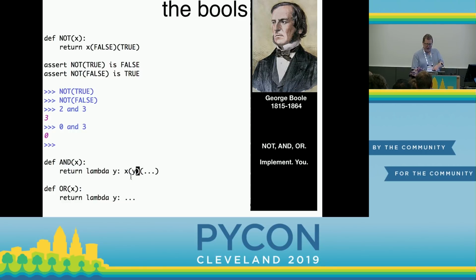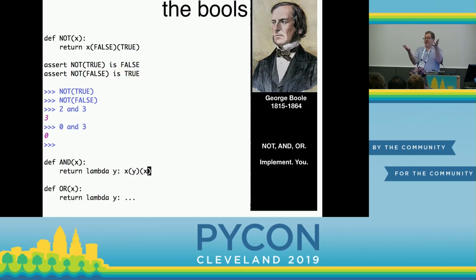Like if x is true, the behavior of true is you pick the first thing, right? True picks the first thing. So if it's true, the result of and is solely determined by what y is. Whatever y is, that is the result. If y is true, then it's true. If y is false, then it's false.